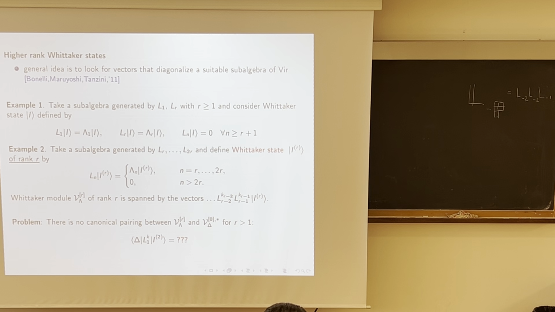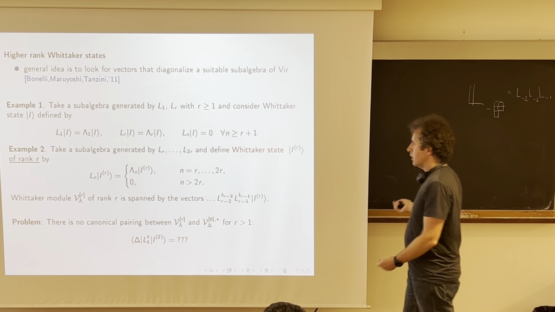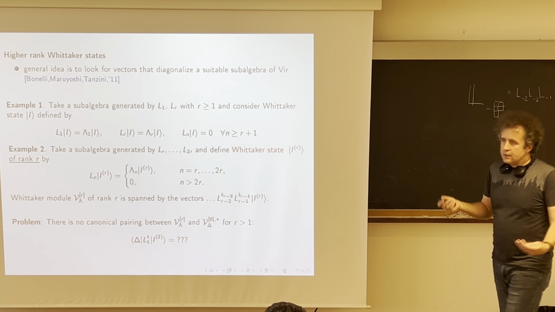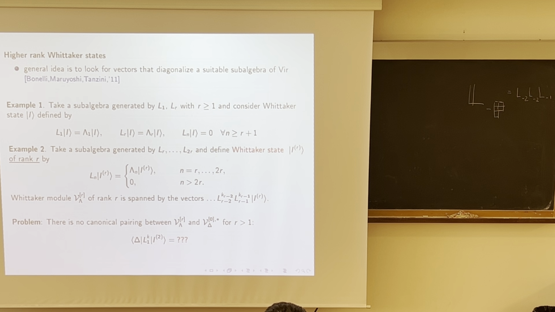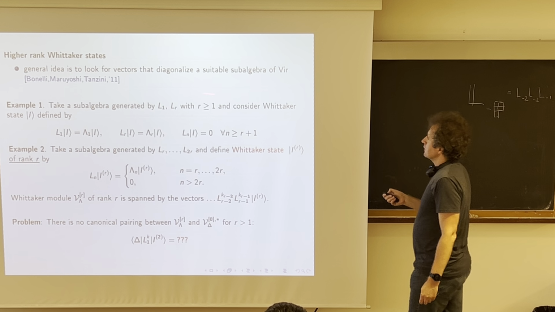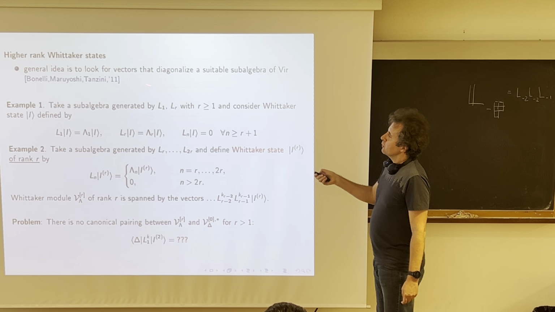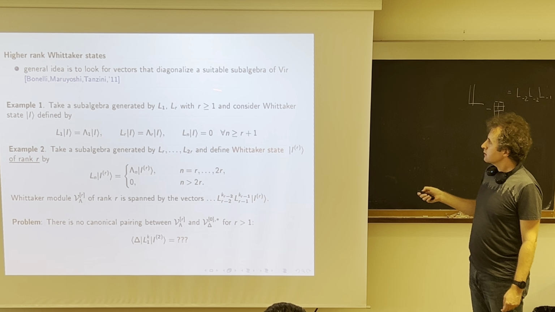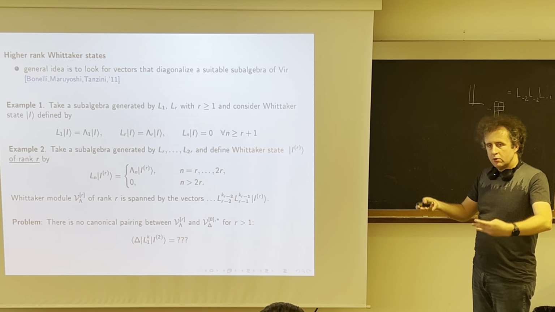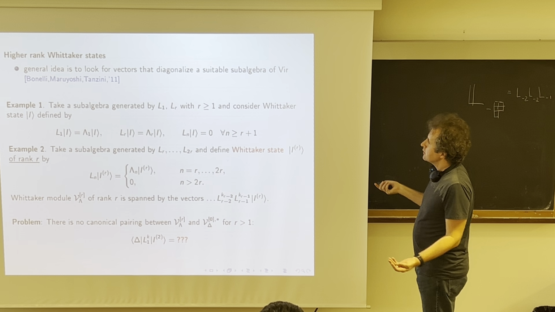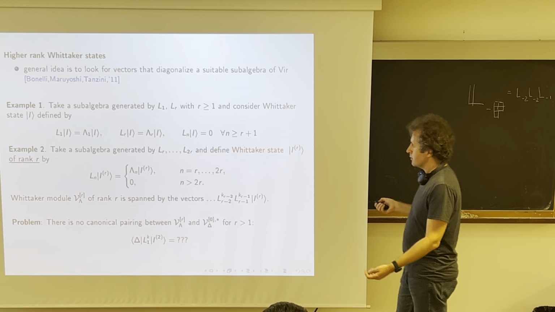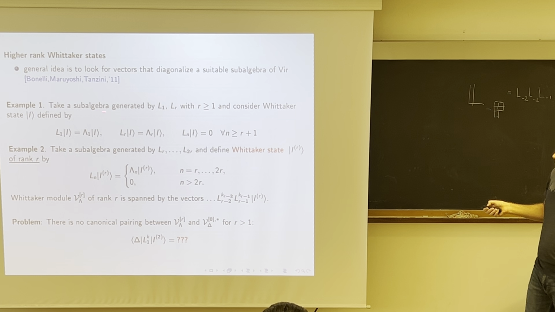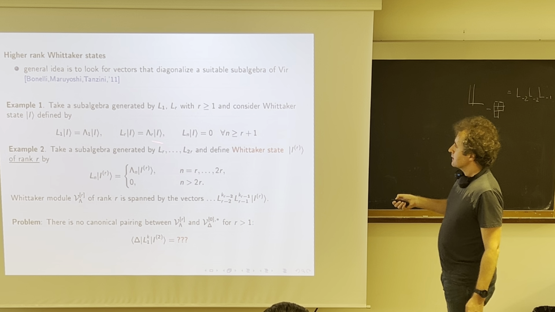Okay, so in order to treat more complicated Painlevé equations like P1, we need more irregular vectors of the Virasoro algebra. And how to define these more irregular Whittaker states? So the general idea is to look for vectors which will be joint eigenstates of a suitably chosen subalgebra of Virasoro. So one example is this example here.